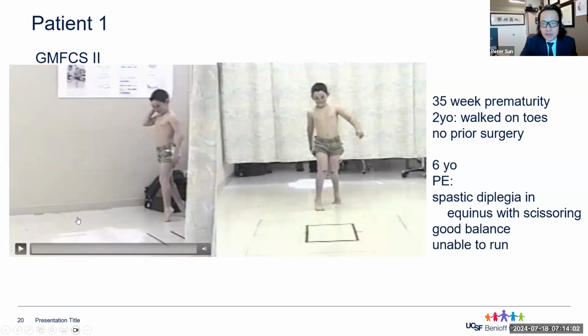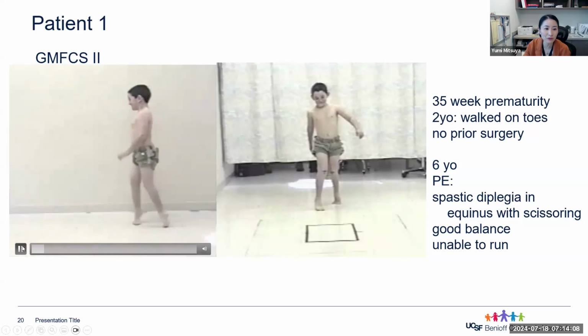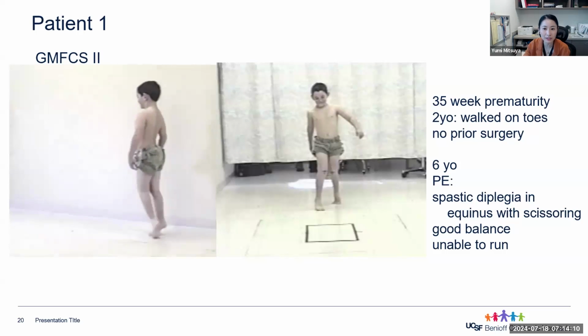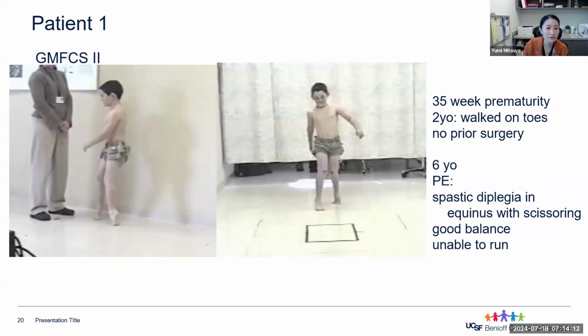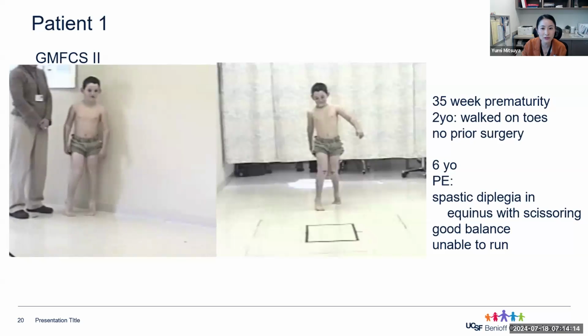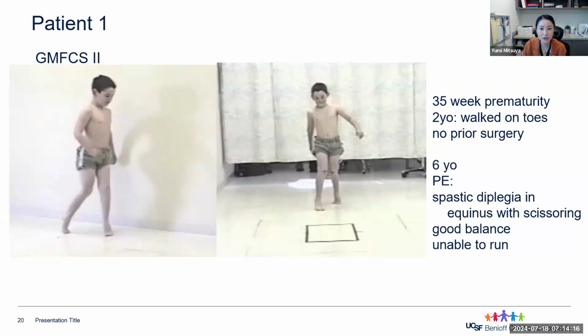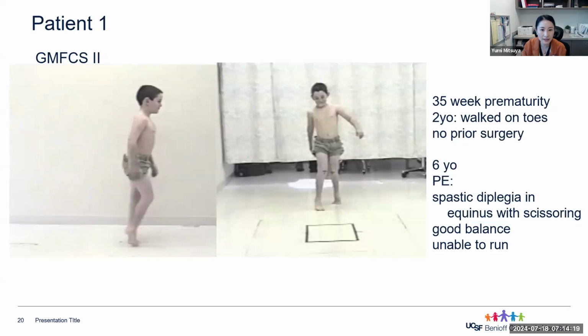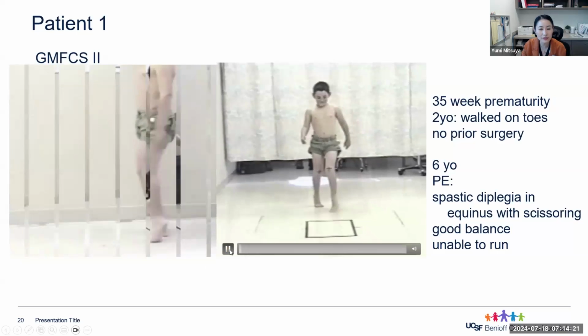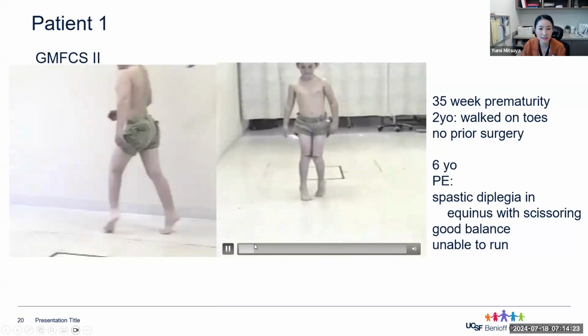So here's patient number one. All right, so patient number one, he's a 6-year-old with history of premature birth at 35 weeks with spastic diplegia, was functioning at a GMFCS 2 level. He walked independently at age 2, but in what we call a true equinus gait with the ankle in plantar flexion throughout the stance phase and the hips and knees extended.